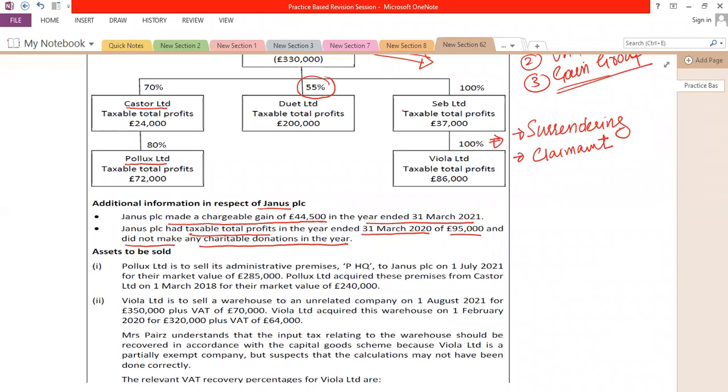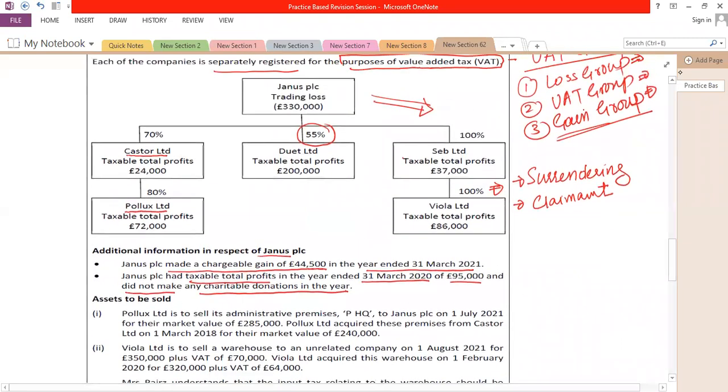So in our case, the surrendering company is Janus PLC. And in our case, the 75% group, you can check which company is part of this 75% group. We have to see the direct 75% shares or involvement and indirect shares. So we have to explain, right?